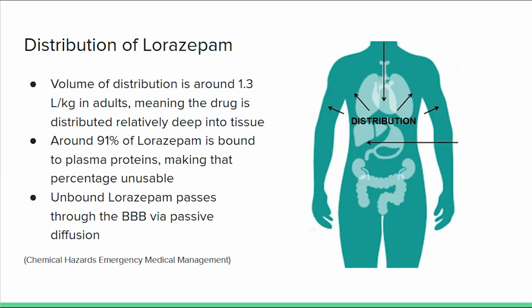Quickly going over the distribution of lorazepam, it has a volume of distribution of around 1.3 liters per kilogram in adults, which suggests that the drug has a relatively deep tissue penetration. 91% of lorazepam is bound to plasma proteins, making them unusable. So the remaining unbound lorazepam passes through the blood-brain barrier via simple diffusion, but just remember that it takes longer to pass that blood-brain barrier due to that low lipid solubility.